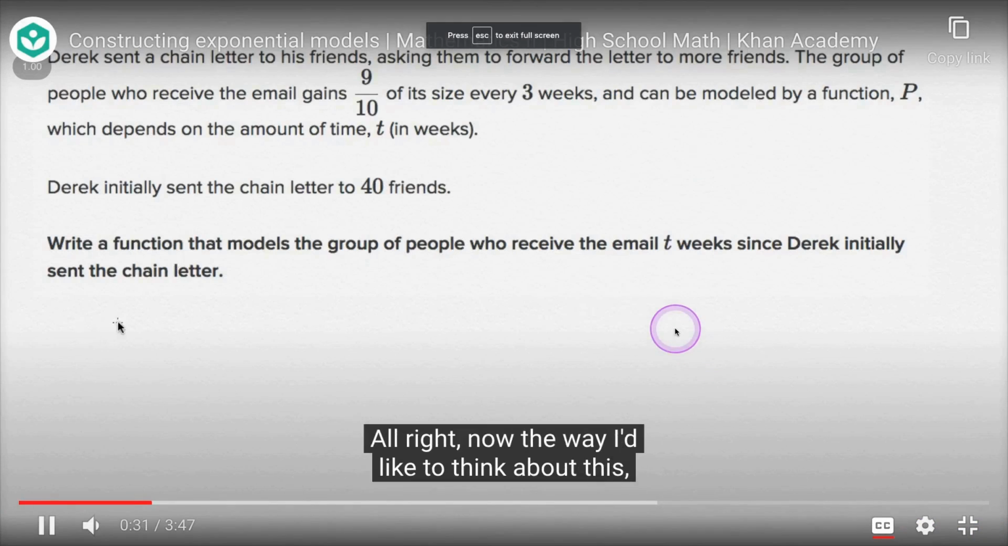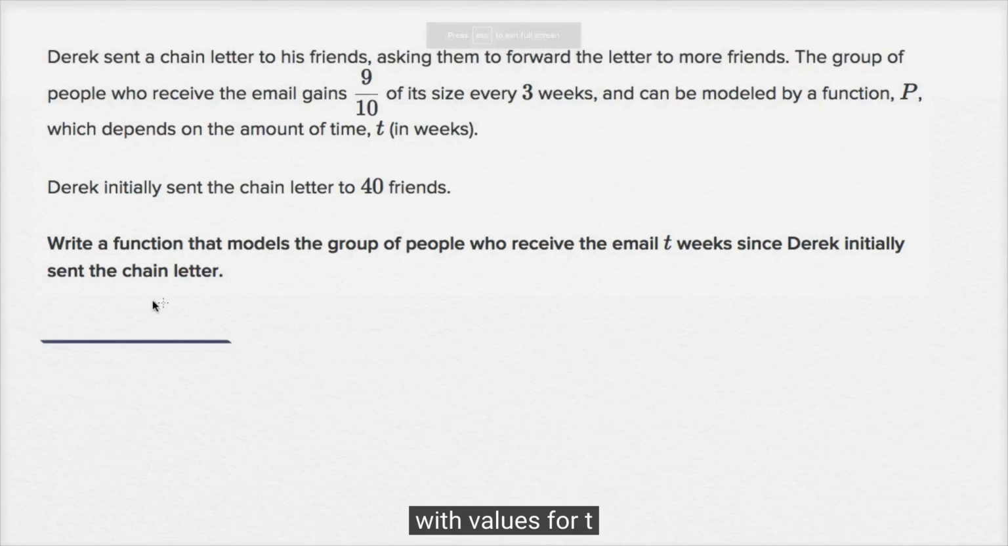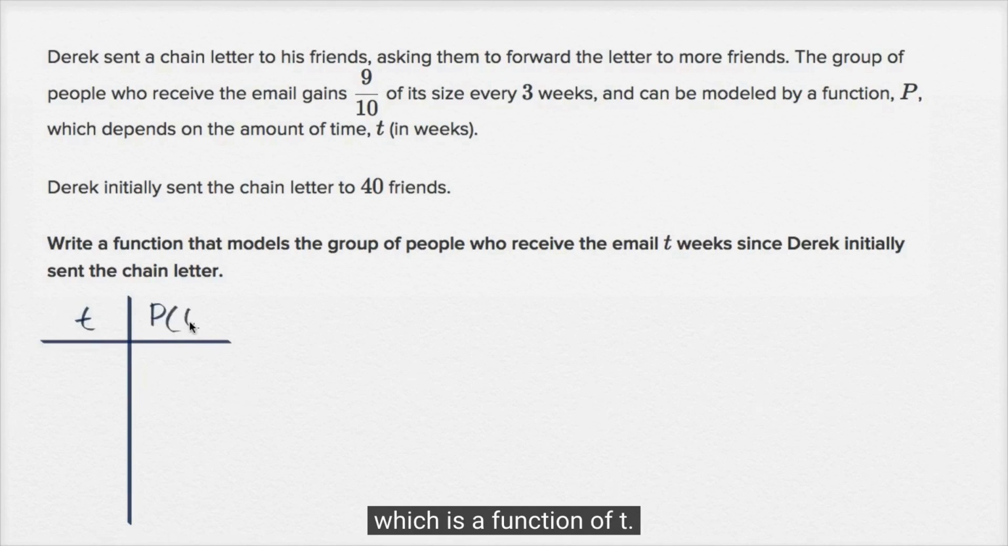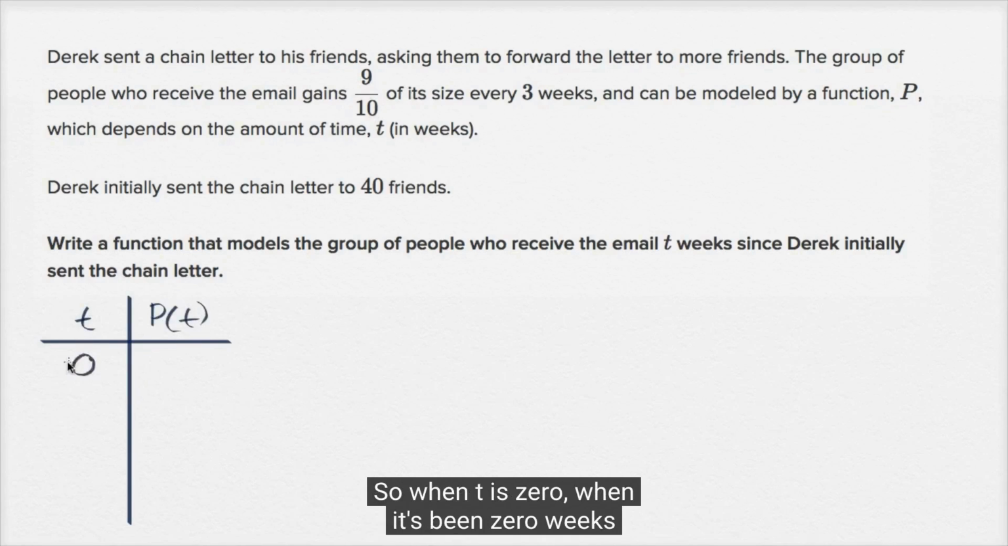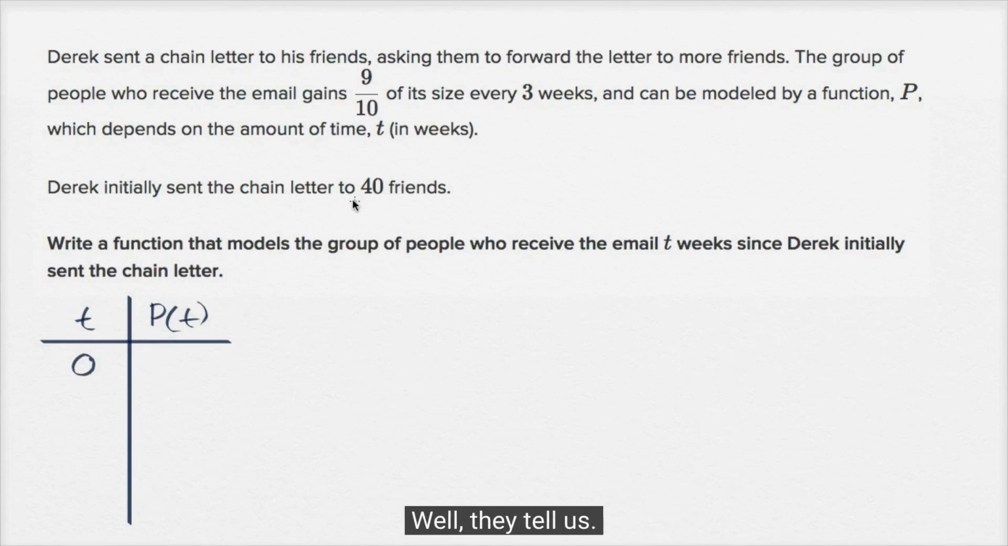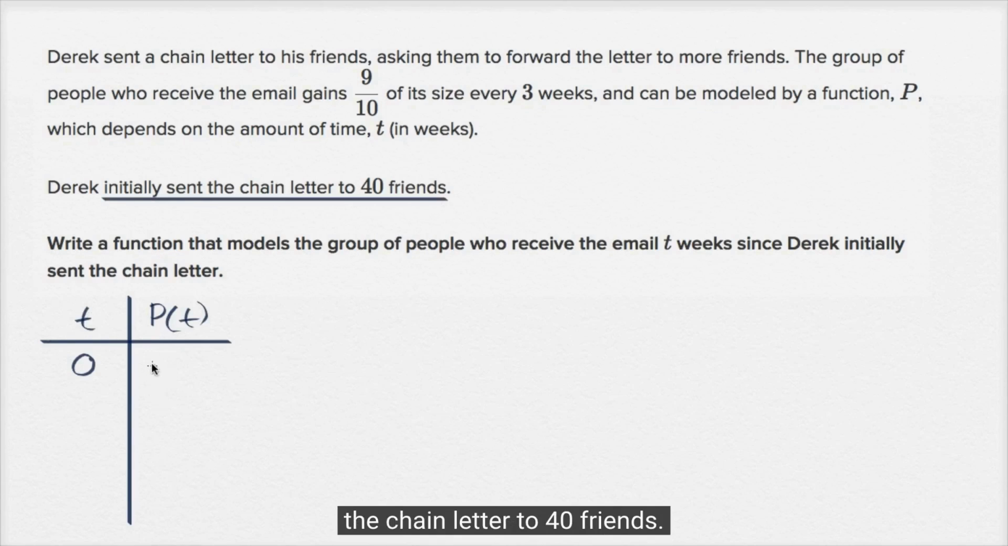Alright, now the way I like to think about these, let's just create a table with values for t and our function p, which is a function of t, for some values that we can just pull out of the description here. So when t is 0, when it's been 0 weeks since Derek initially sent the chain letter, how many people have gotten it? Well, they tell us. Derek initially sent the chain letter to 40 friends. So t equals 0, p of t, or p of 0, is 40.